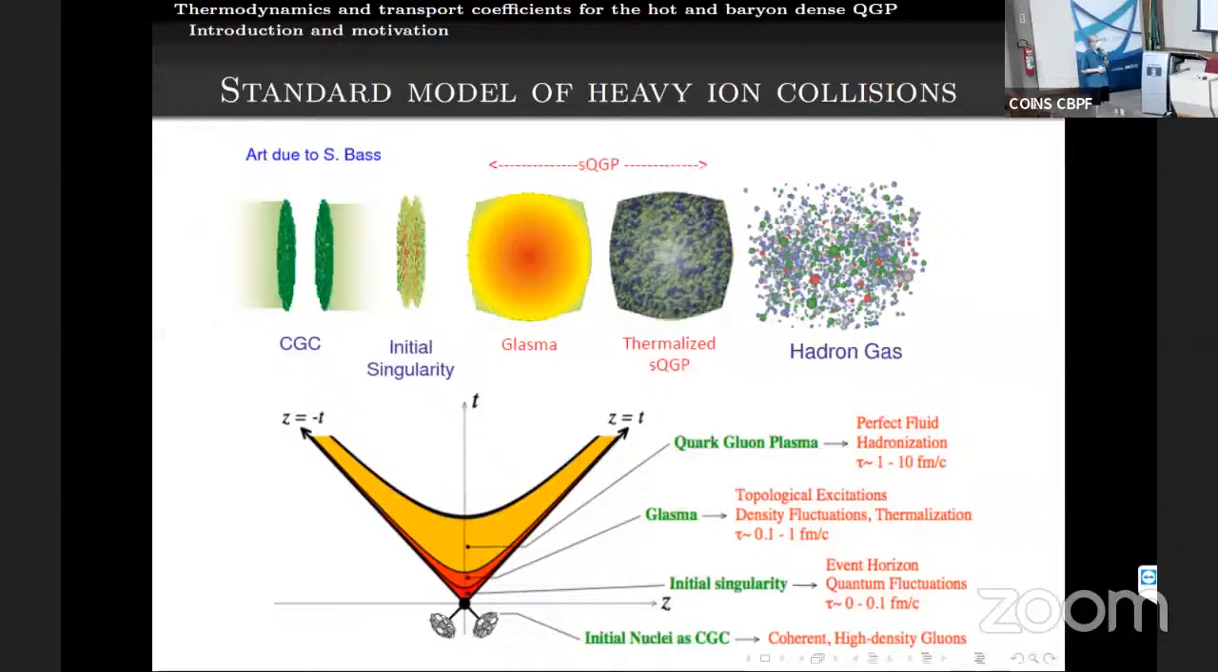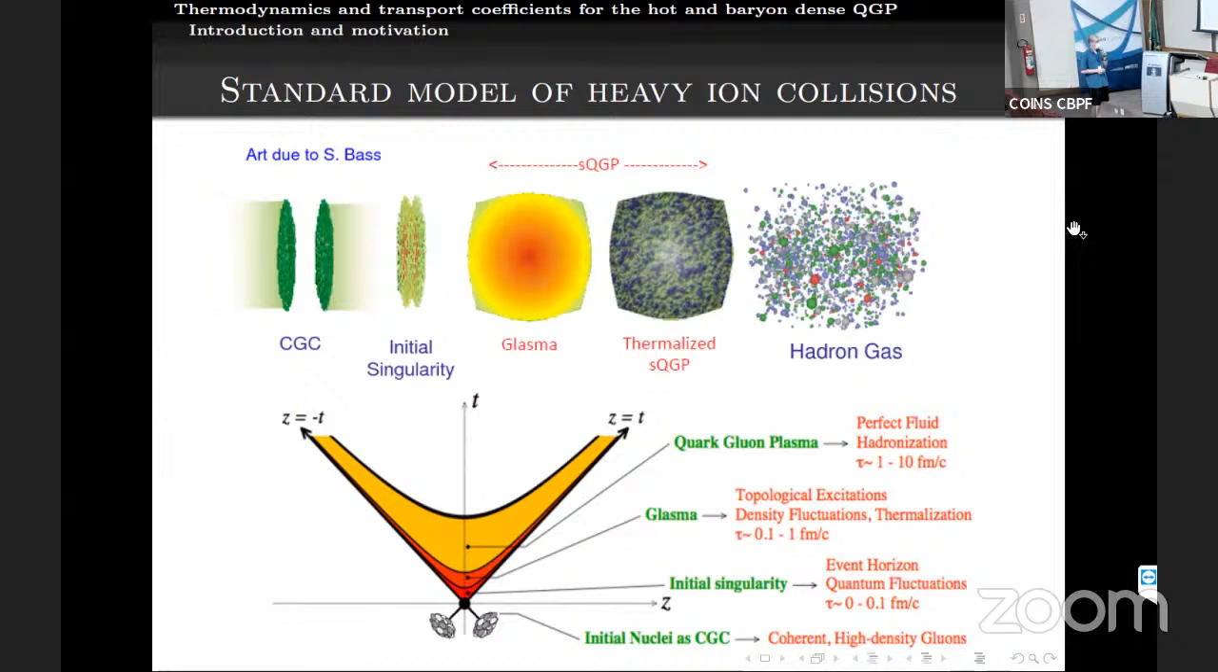After the crossover transition, actually there is no actual phase transition between the hadronic phase and the partonic phase, at least at small baryon chemical potentials. There is a smooth analytical crossover. And after this smooth analytical crossover, we have a hadron gas phase, and the decays of these hadrons will reach the detectors and will provide several pieces of information about these previous stages of heavy ion collisions.